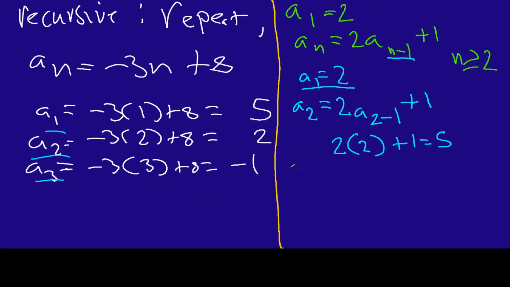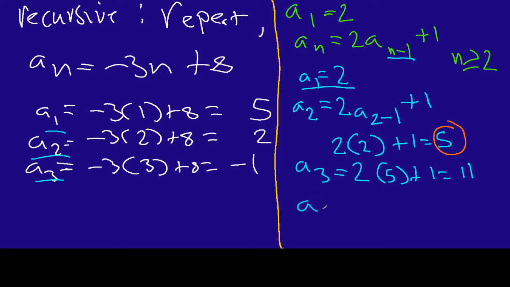And I repeat the process. So when I do a sub 3, this is what I do. I do 2, and now I plug in the result for a sub 2, because I'm going to do 3 minus 1, which means I'm going to take the second output, the second term, if you will. So I'm going to put in here 5 plus 1 equals 11, and I'm sure you're starting to get the idea.